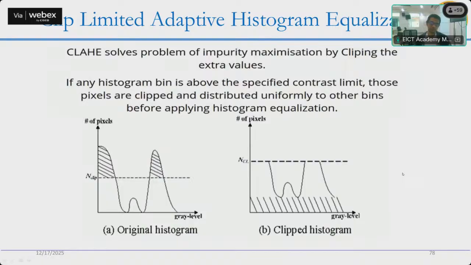So what is the option? The option is basically the clip limited adaptive histogram equalization. What do you mean by clip limited? Clip limited means that when we draw the histogram, we basically clip the peak. Clip the peak means, see what you are seeing here, you clip it and you put it at the bottom. And this is basically the clipped histogram.